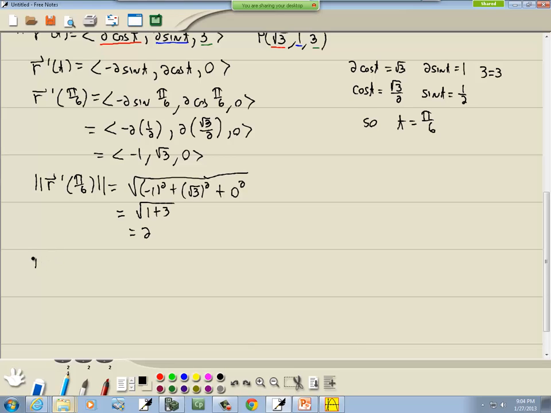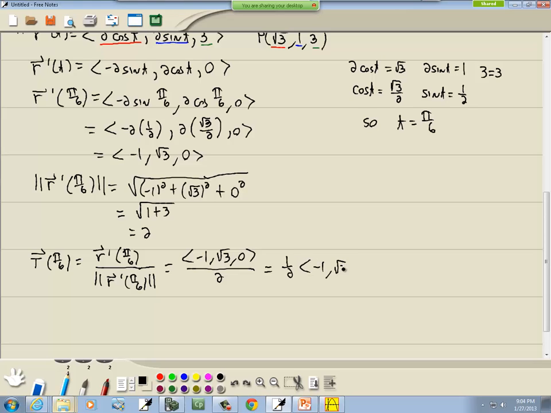So our tangent vector at pi over 6 is going to equal r prime at pi over 6 over the magnitude of r prime at pi over 6. So we're going to have negative 1, square root of 3, and 0, over 2, which gives us 1/2 times negative 1, square root of 3, and 0. So this is our unit tangent vector.